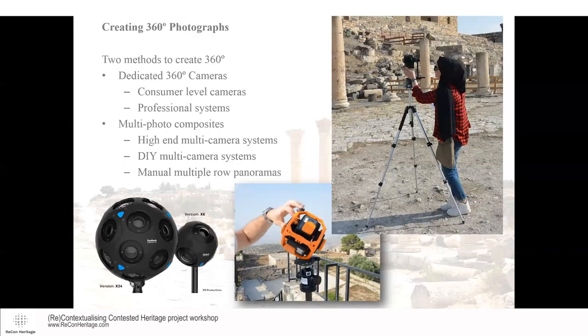But probably the easiest way, if you're not going to go down a dedicated high-end camera system, is to use a camera and to take multiple row panoramas. So use the same camera to take multiple photos. And this, on the right hand side here, you see my camera on my multi-row panoramic head on my tripod, being used by one of our volunteers on Case in Jordan on the other project I work on.